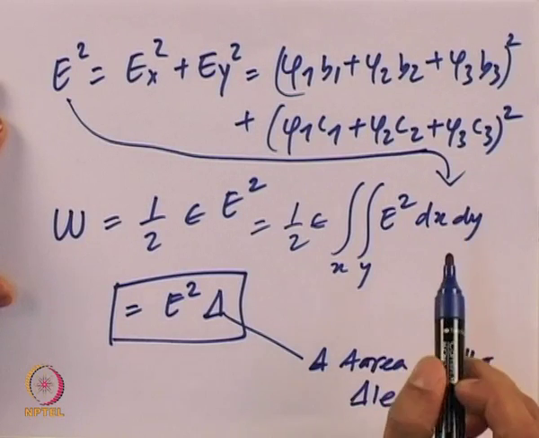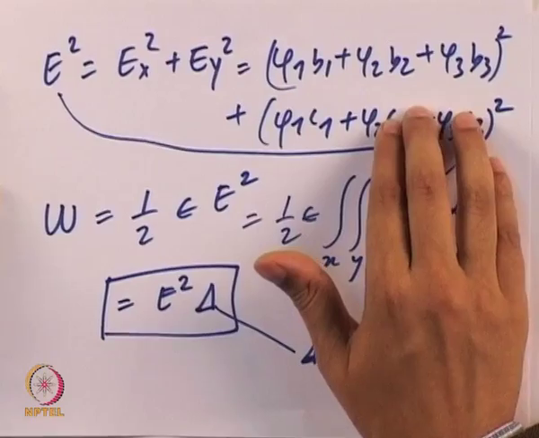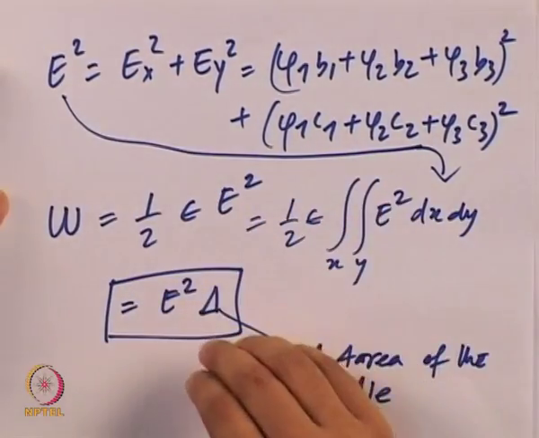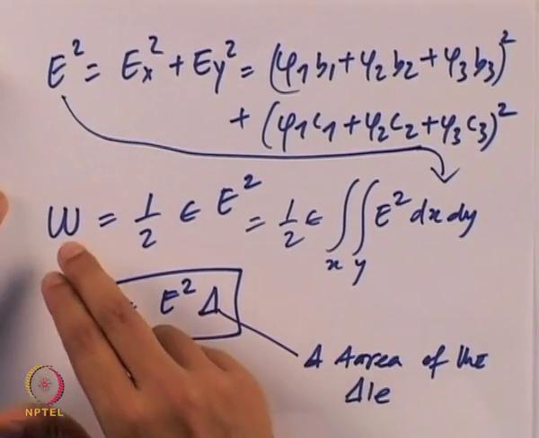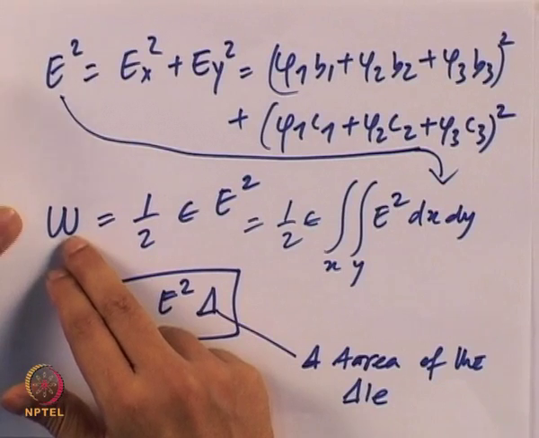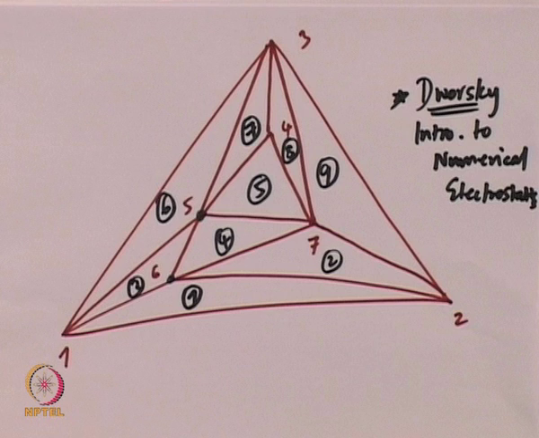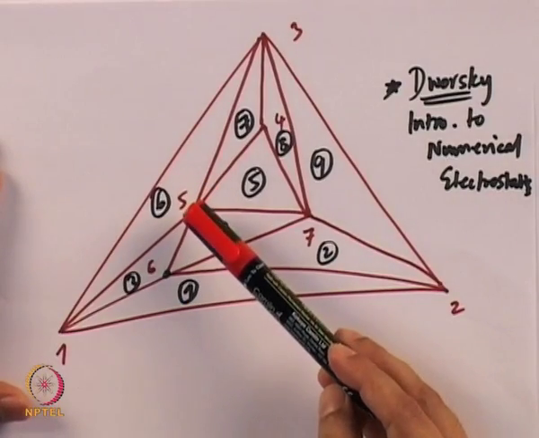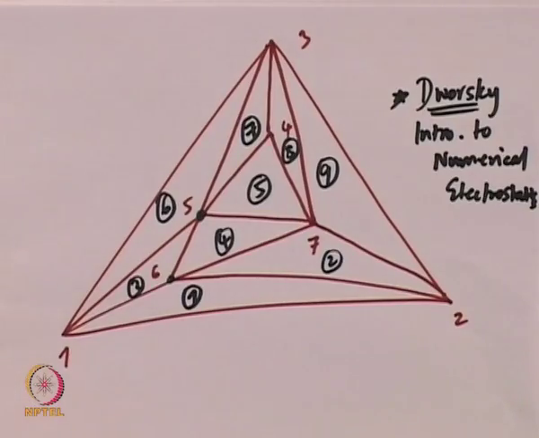So what I have shown here is how the various basis functions impact the computation of the electric field, and how the geometry of the triangle impacts the total energy that we are computing, and so on. Let us look at the geometry one more time. This is the geometry that we are going to simulate for this problem, and we said we are going to assign 5 and 6 a potential of 1. So let us go back here.